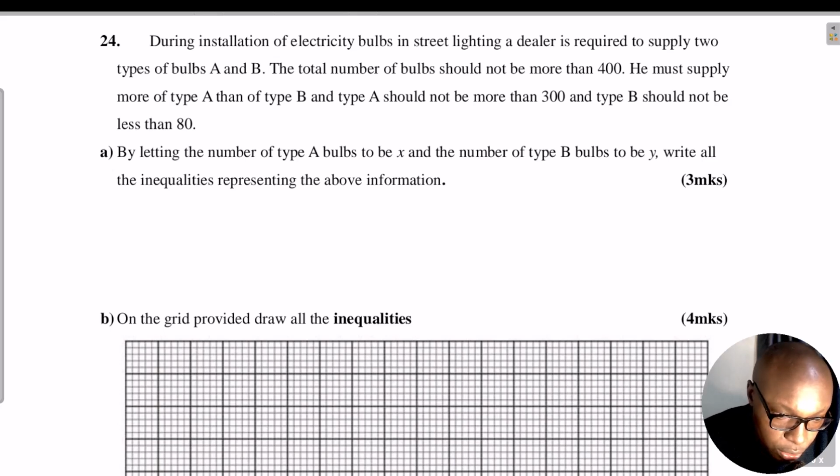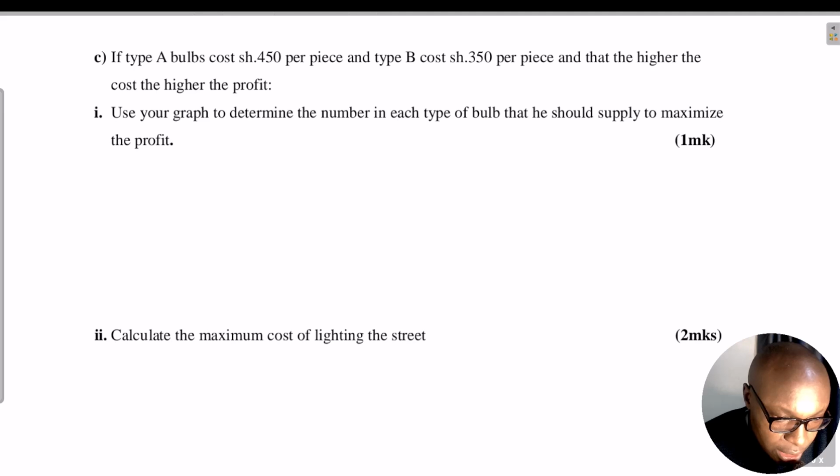Part A of the question: by letting the number of type A bulbs to be X and the number of type B bulbs to be Y, write all the inequalities representing the above information. Part B: on the grid provided, draw all the inequalities. And then part C: if type A bulbs cost 450 per piece and type B cost 350 per piece, and the higher the cost, the higher the profit. Part 1: use the graph to determine the number in each type of bulb that he should supply to maximize the profit. Part 2: calculate the maximum cost of lighting the street.